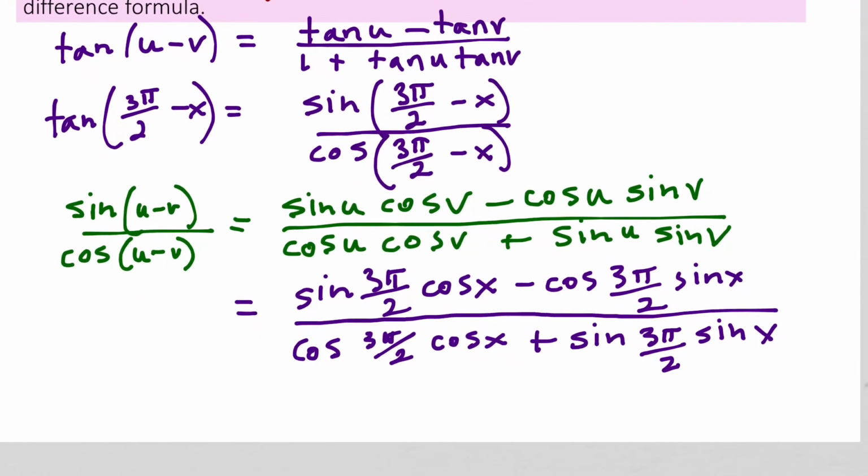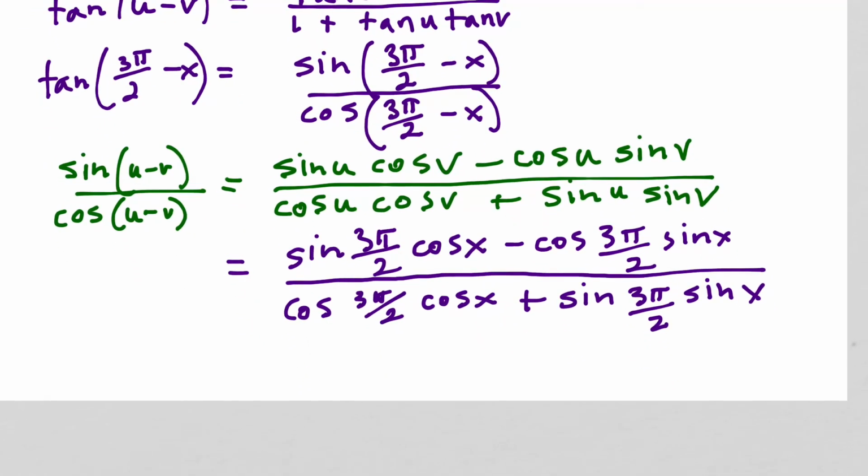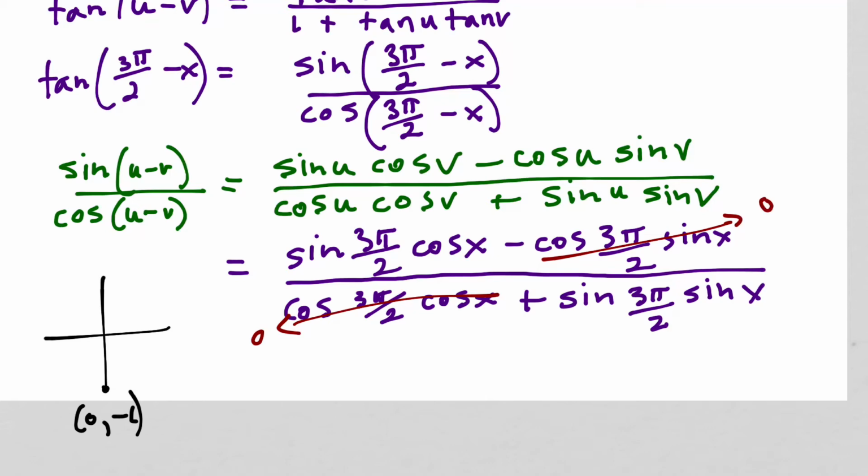So now let's think about the unit circle again. We had that drawing down here. So cosine 0 and sine negative 1. That's going to allow some things to go to 0 and drop out for us. Wherever we have a cosine of 3 pi over 2, that part is going to drop out. So those go to 0 right there because the cosine of 3 pi over 2 is 0. That simplifies it a little bit.